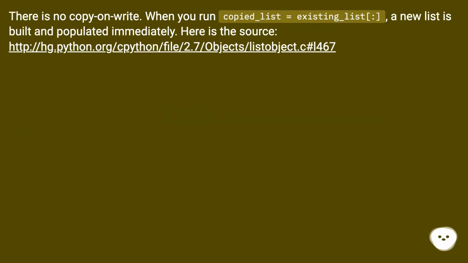There is no copy on write. When you run copied_list = existing_list[:], a new list is built and populated immediately. Here is the source, this URL. This isn't copy on write, this is existing references continue to exist until replaced. Nothing to see here, move along.